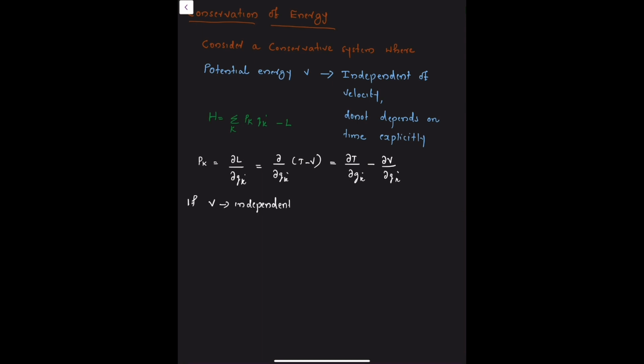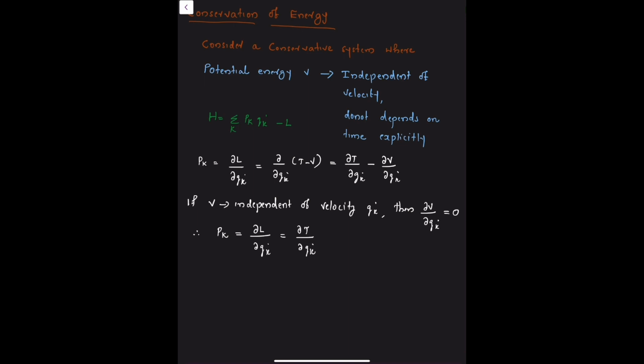Since the potential energy is independent of velocity, that means it is independent of qk dot, surely ∂V/∂qk dot becomes 0. Now, your generalized momentum, which is ∂L/∂qk dot, becomes ∂T/∂qk dot, where T is the kinetic energy.